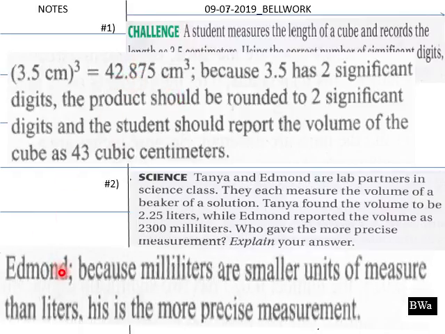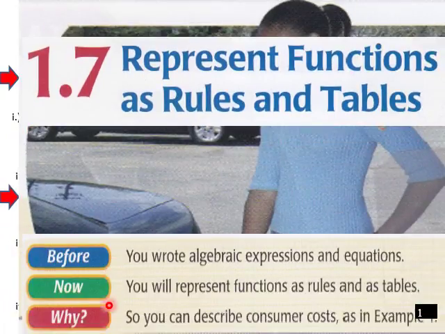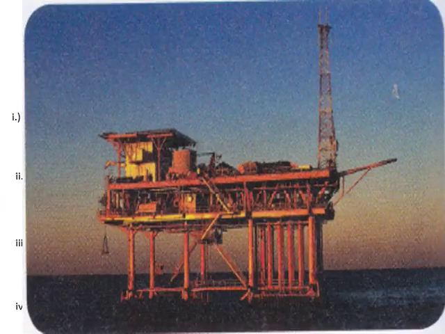And then for number 2, Edmund, because milliliters are a smaller unit of measure than liters, his is the more precise measurement here. Milliliters over liters. Okay, into our lesson here. 1.7 represents functions as tables.